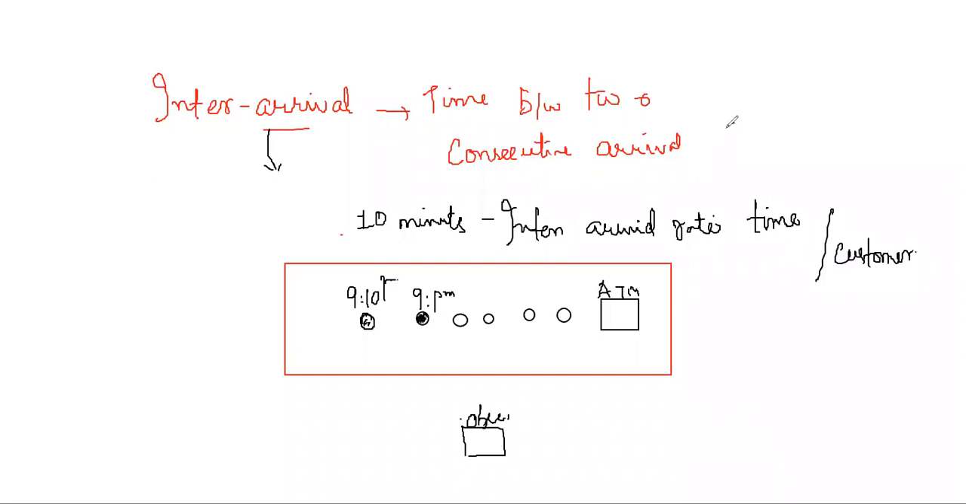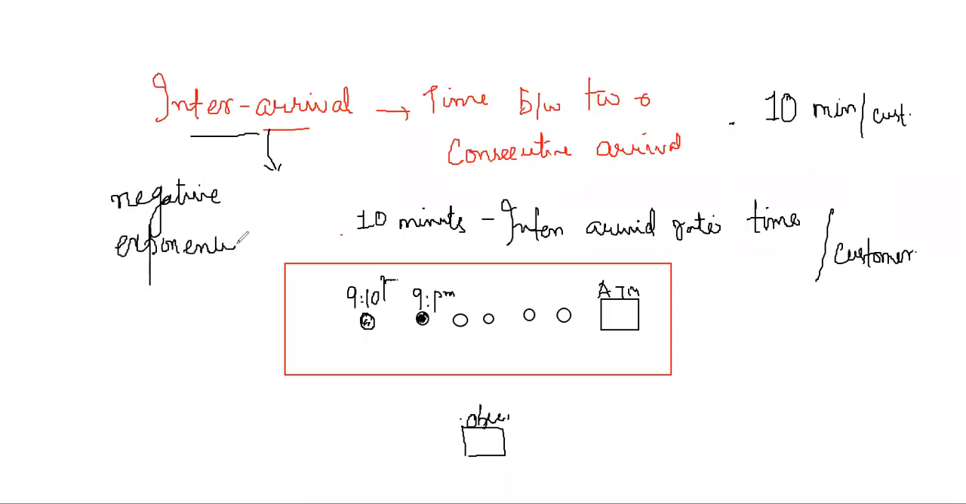Here we can say that the inter arrival rate for this system is, suppose, 10 minutes per customer. Again, we can't say that the inter arrival time is deterministic, but it definitely follows some probability distribution. And remember this very important point: the distribution followed by the inter arrival is negative exponential.